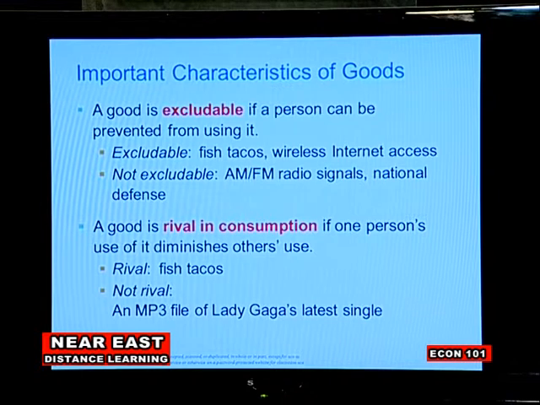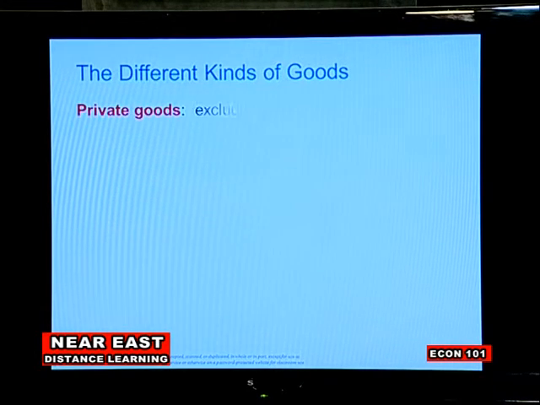The other characteristic is that a good is rival in consumption. If one person's use of it diminishes others' use, we call this a good that is rival in consumption. We have examples for this also. For example, fish tacos are rival in consumption, and not rival, we can give an MP3 file of Lady Gaga's latest single.